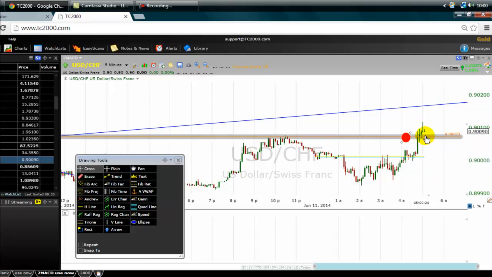So I place my order here. This is a resistance zone also, and I want to sell it at 9007. You can see the price up here. If it comes down here, then my order will be filled.